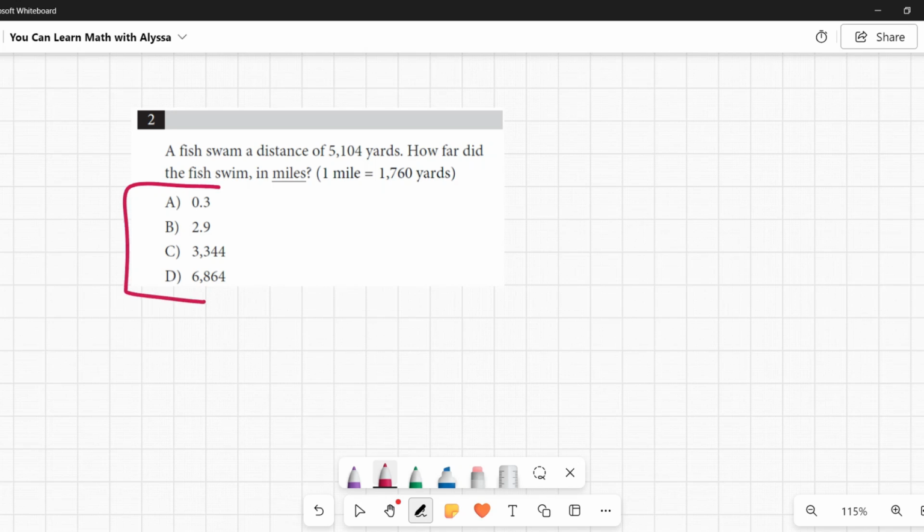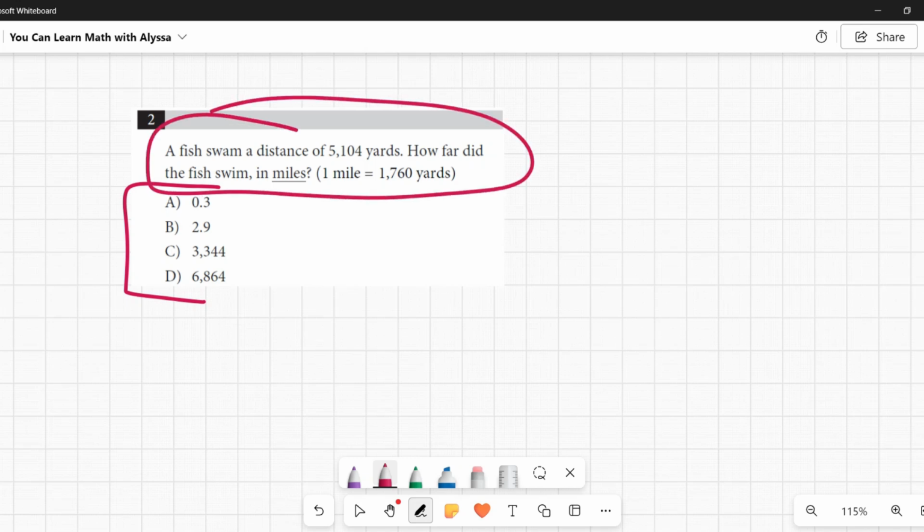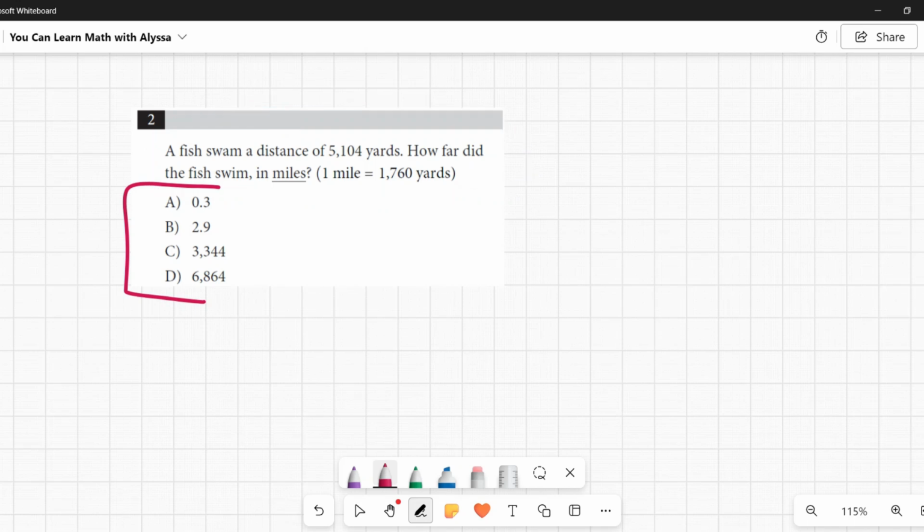So here's our 4 answers, and if you look at them, they're all wildly different. We have here 0.3, less than 1. Then we have 2.9, or around 3. Then we go up to 3,000 and change, and then almost 7,000. Okay, so first, I think even without doing any estimating, we can get a good answer here just by sort of logic. Let's look at it.